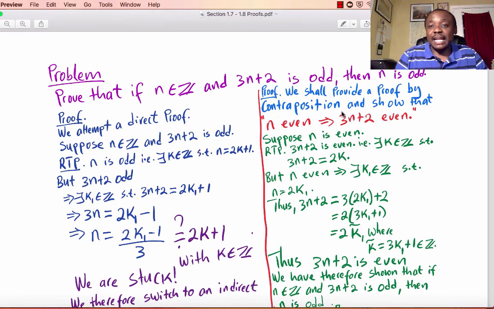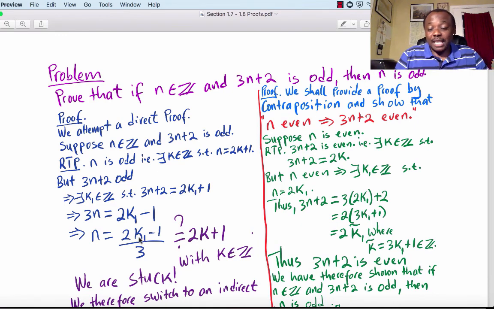We are interested in n, so we're going to solve for n. If you move 2 to the right hand side, that gives us 3n equals 2k1 minus 1 and n equals 2k1 minus 1 divided by 3. Can we write this as 2k plus 1 where k is an integer? If k were just a real number and not necessarily an integer, yes, we can always do this. We can always find a way to write this as 2 times some number plus 1, but we need k to be an integer. We don't even know what k1 is. We only know that k1 is an integer.